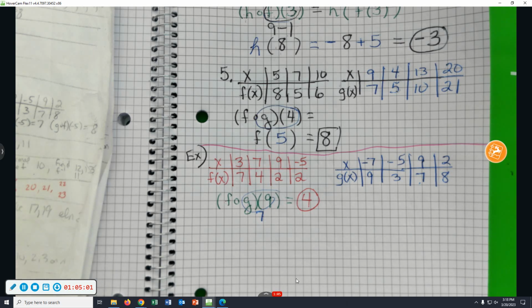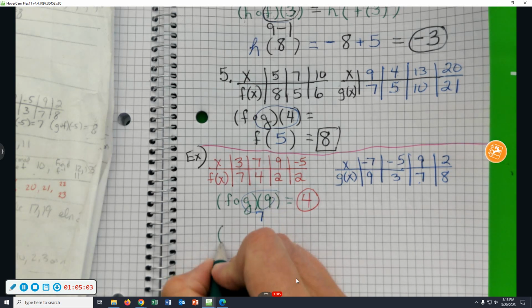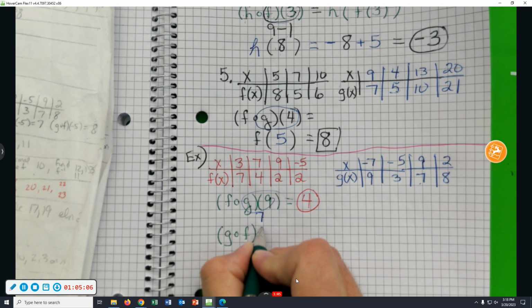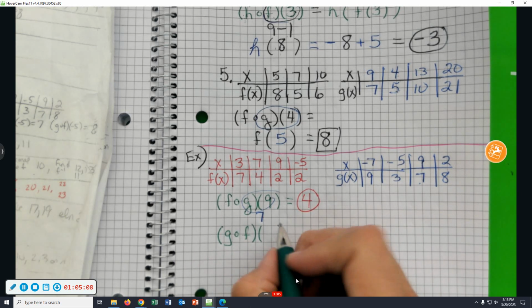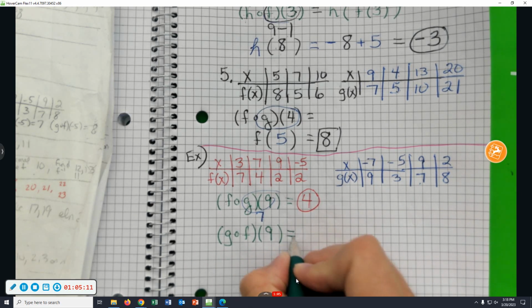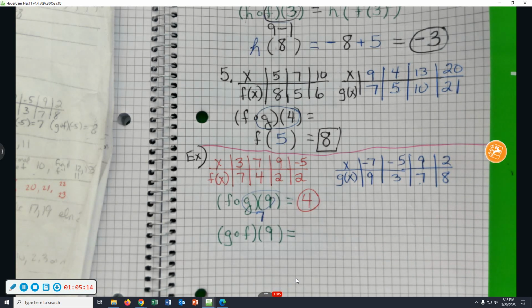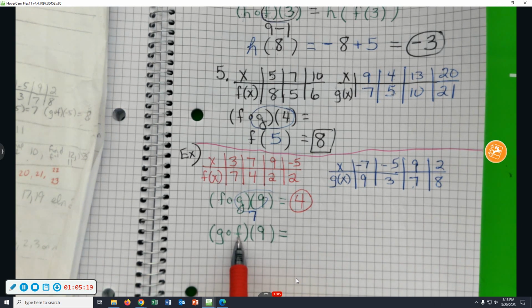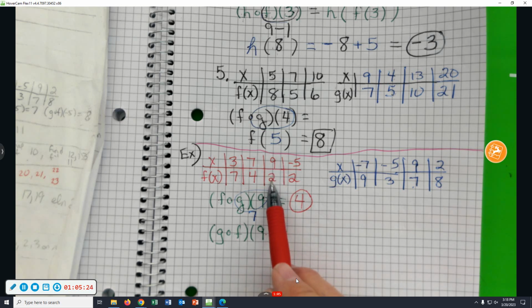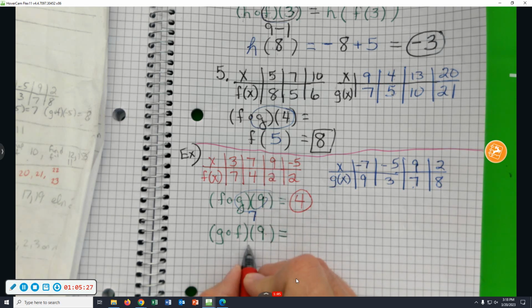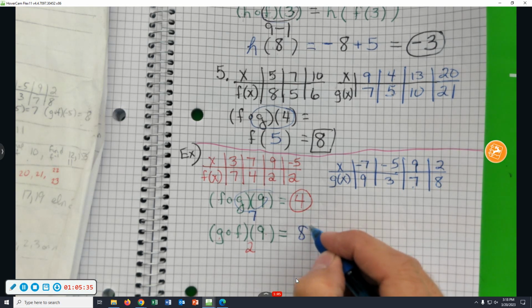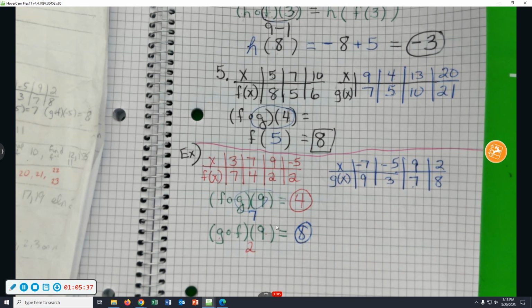Now, what if we reversed it? What if we wanted to find G of F of 9? Is it going to be the same answer? Let's see. First find F of 9. F of 9 is 2. Now G of 2 is 8. You see how I'm getting these numbers? Do y'all have the pattern?